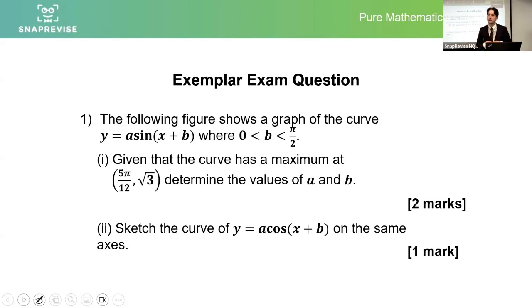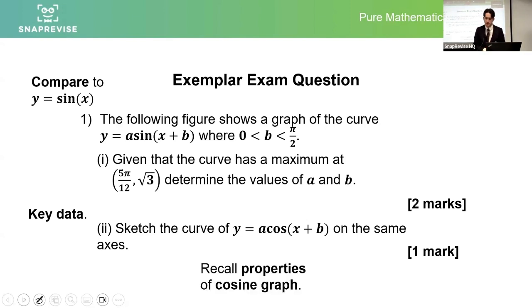So I'm going to give you a couple of minutes to think about this one. Key considerations: compare the graph you're given to sine x. Your key data is those values that we've been told. We also need to recall the properties of the cosine graph for the follow-up mark in the second part of the question. So as I said, a couple of minutes, give this a try, and we'll see how we go.